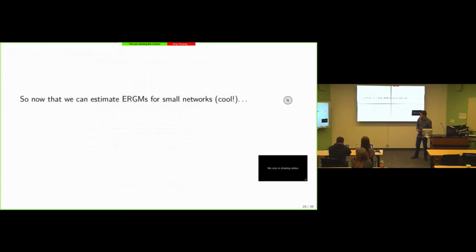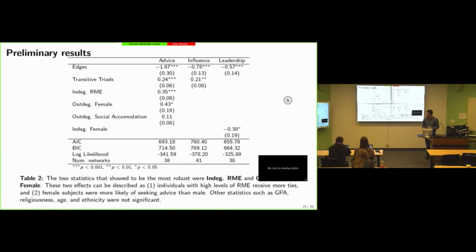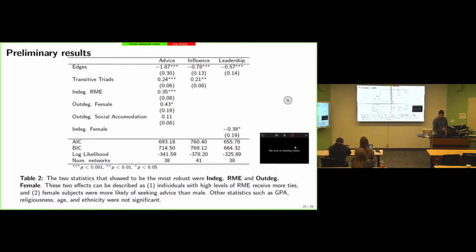Okay, so now we can estimate ERGMs for small networks, right? That's cool, at least I think it's cool. So going back to our research problem, what can this tell us about these 42 teams that we have? We estimated a bunch of models, of course asking sensible questions, not any type of questions. And this is what we obtained. For each one of these three networks, we observed some important patterns.